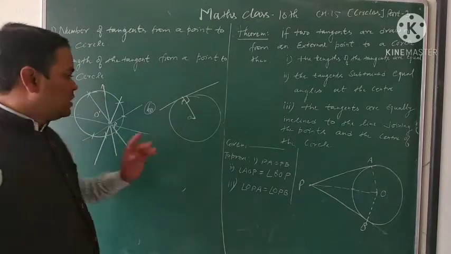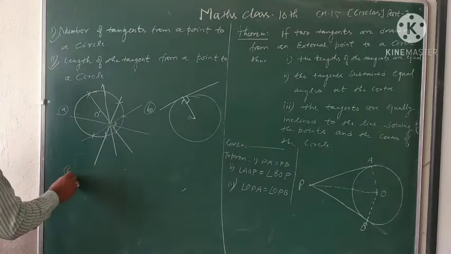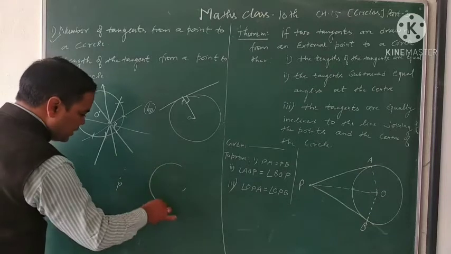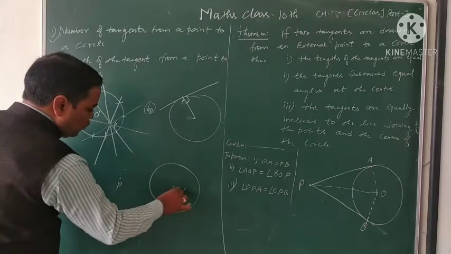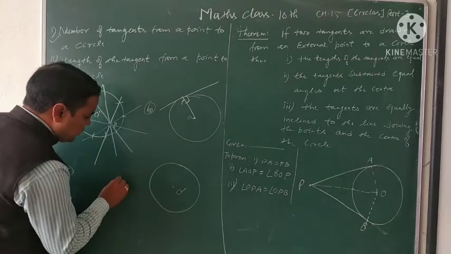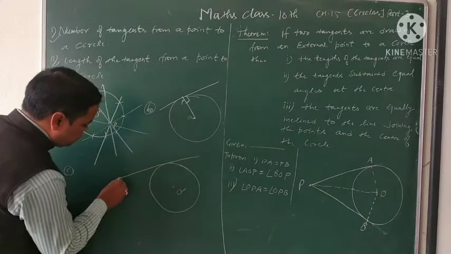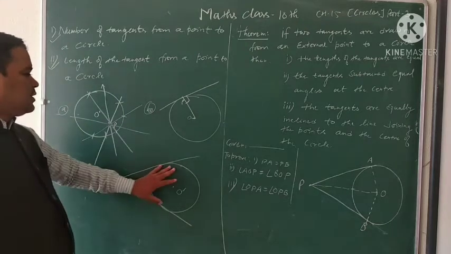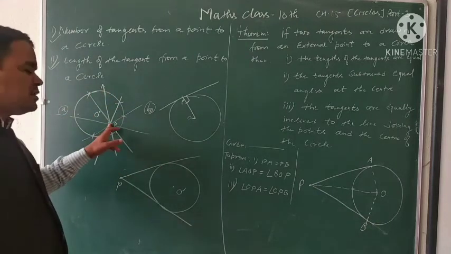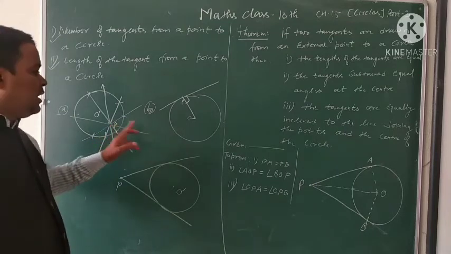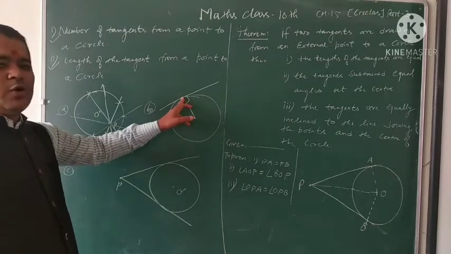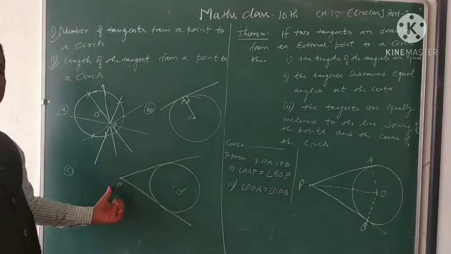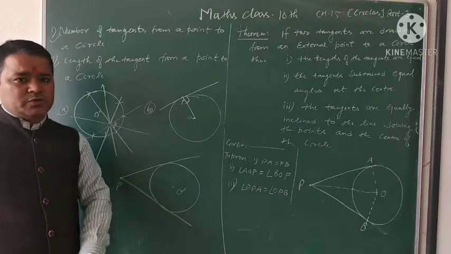Then, the third condition is what happens if we have a point P outside the circle whose center is O. In that case, we can draw a maximum of 2 tangents from the point P, which is outside the circle. It means if the point is lying inside the circle, then no tangent is possible. If the point P lies on the boundary of the circle, then one tangent is possible. If the point is lying outside the circle, then a maximum of 2 tangents is possible.